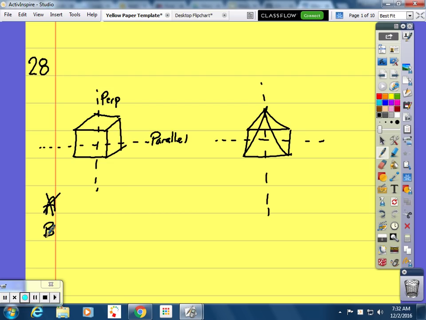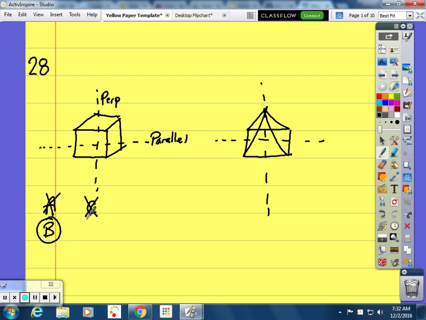Moving on to B, a plane section that is square could result from one of these slices through a cube. Well, if I slice through a cube, the only thing that I'm going to get is a square, so it is B. C says a plane section that is rectangular but not square could result from one of these slices through the cube. If this is a cube, which is made of squares, there's no way that I can get a rectangle. So it is not C.